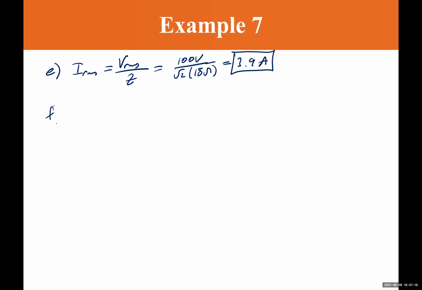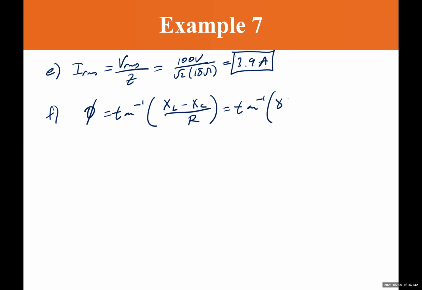And finally, part F, where we are calculating this time not the power factor, which is cosine of phi, but the phase angle. Let's say phi here, you can write it like this, and it is the inverse tangent of (x sub L minus x sub C) divided by resistance. So inverse tangent of (80 minus 63) divided by 5 ohms. And this is going to give us 74 degrees. So this will be the phase angle.